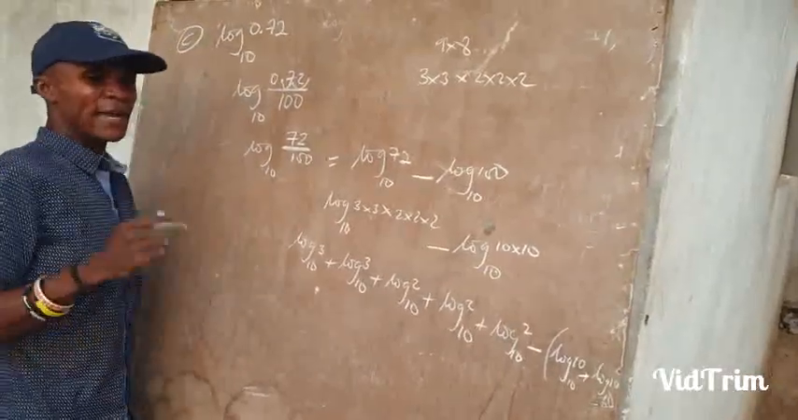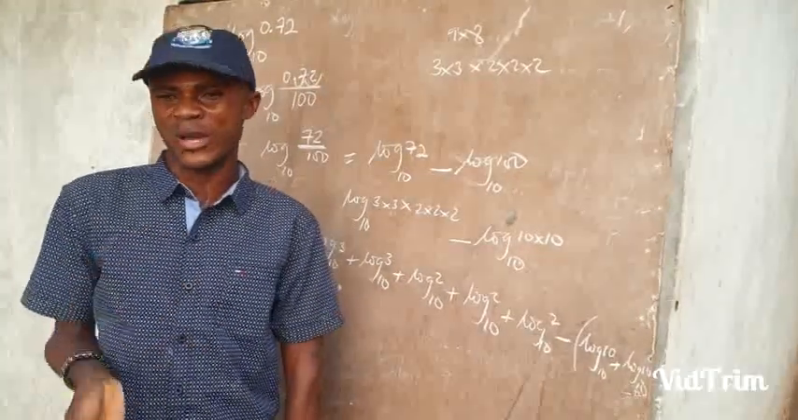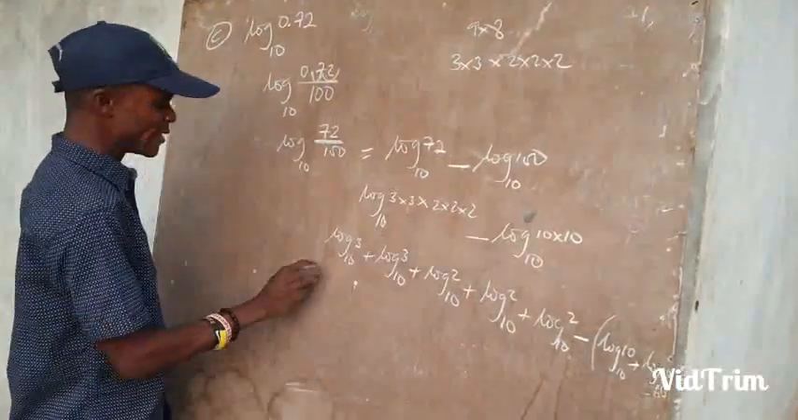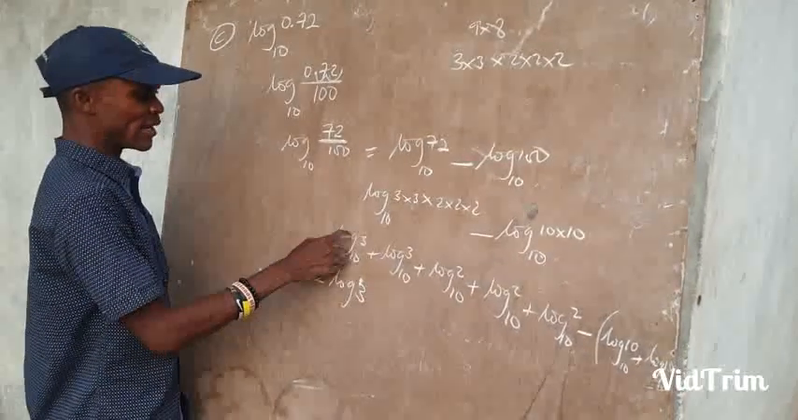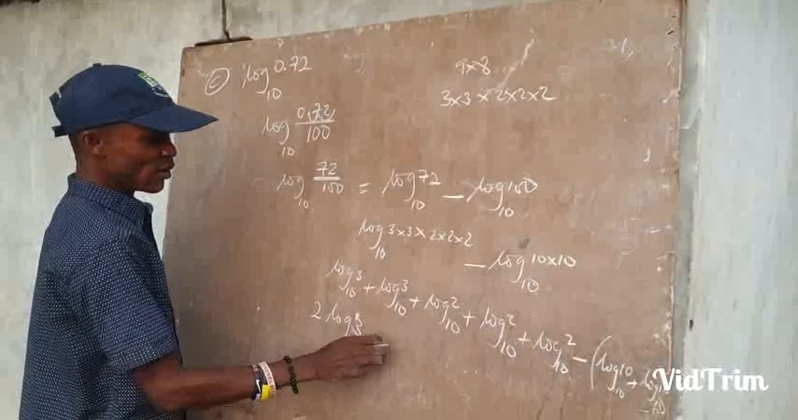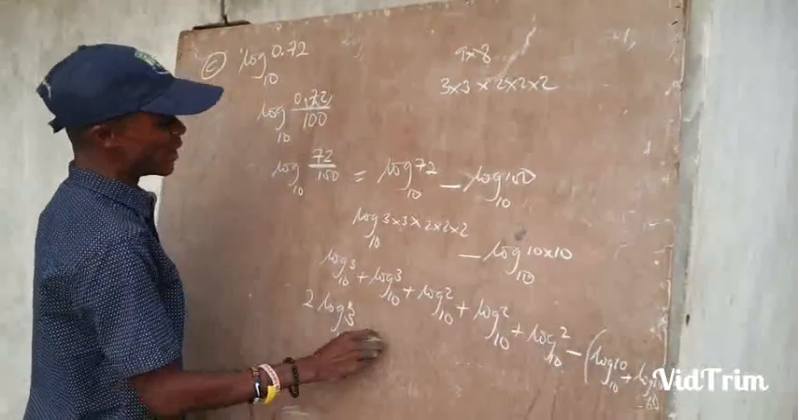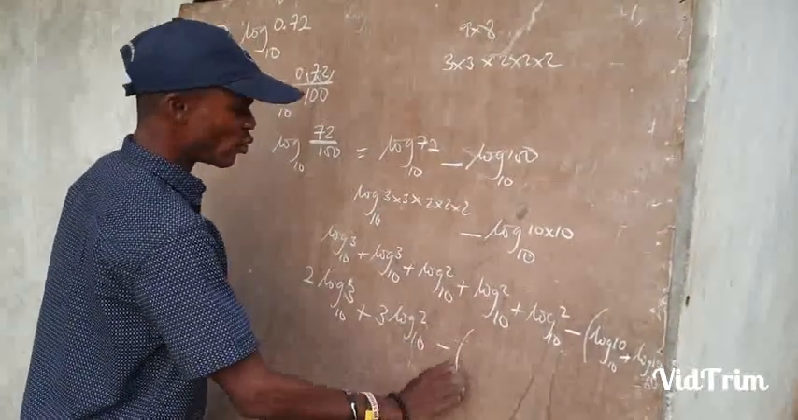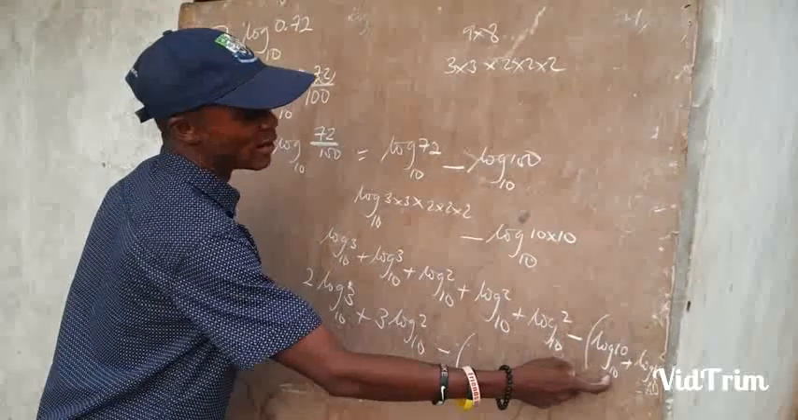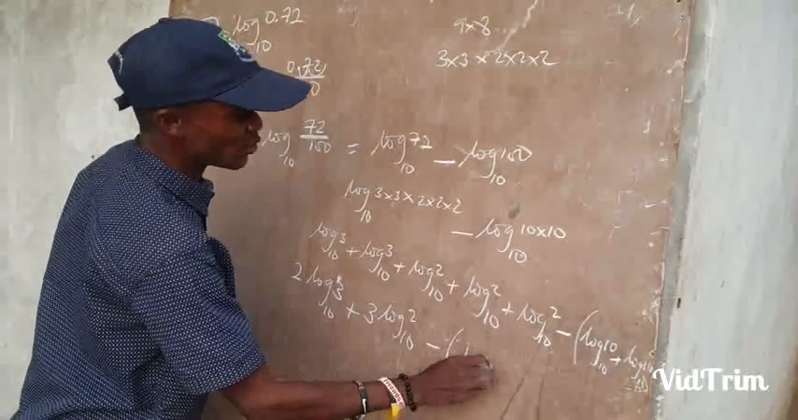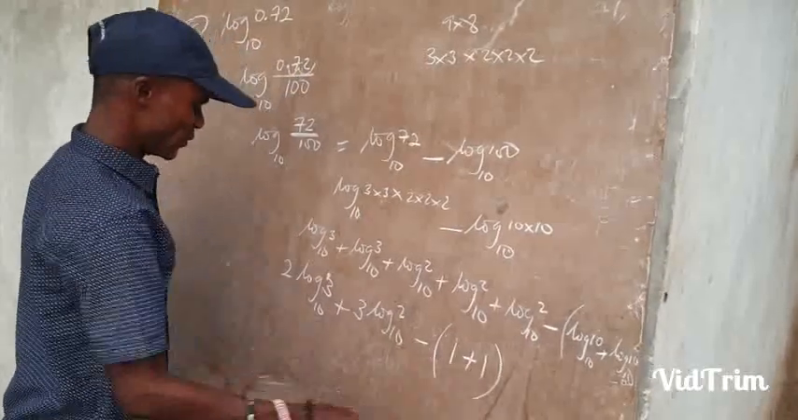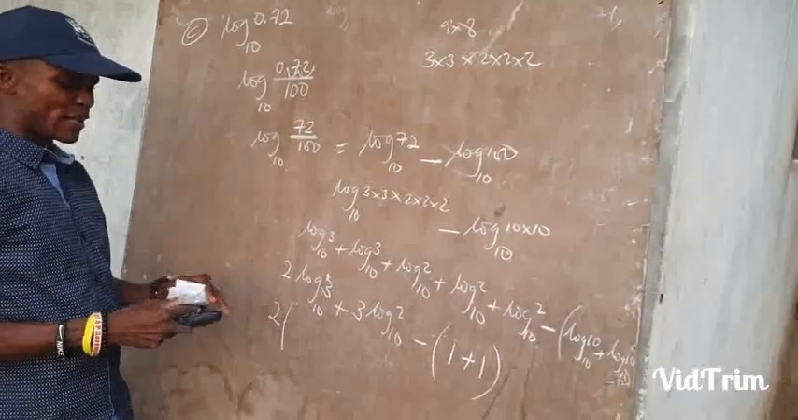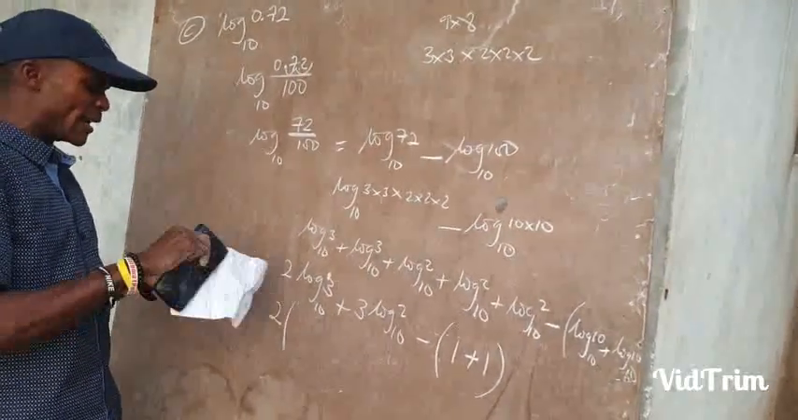We now move. In mathematics, x plus x is 2x, a plus a is 2a. So log 3 plus log 3 is 2 log 3, because there are two of them, base 10, plus log 2 plus log 2 plus log 2, there are three of them, so it becomes 3 log 2 base 10, minus. When the log and the base are equal, the answer is 1. So log 10 base 10, the answer is 1, plus log 10 base 10, the answer is 1. So we have 2 log of the values that we had a few minutes ago in the substitution case.